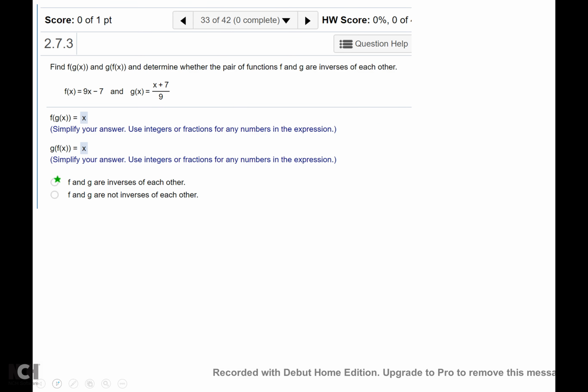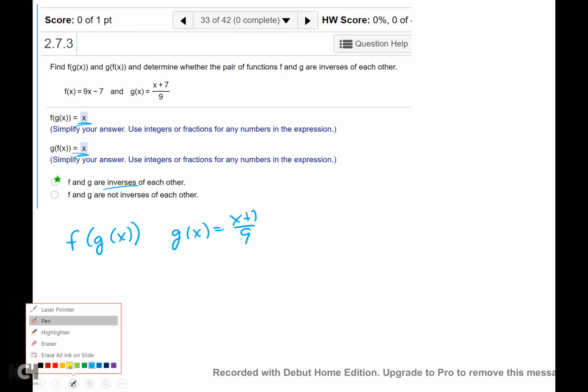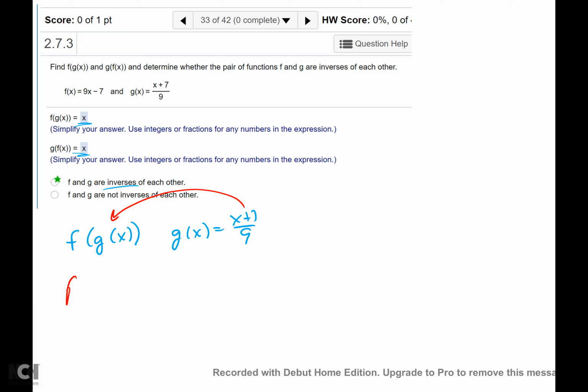This one says find f of g of x and g of f of x and decide if they are inverses or not. If you get the mother function both times, then they are. If you don't, then they're not. So to do f of g of x, I start with finding g of x, which is x plus 7 over 9. Then I'm going to plug that in right here. So they want me to find f of x plus 7 over 9, which the f function says 9 times whatever you brought minus 7. I brought x plus 7 over 9. Simplify that.